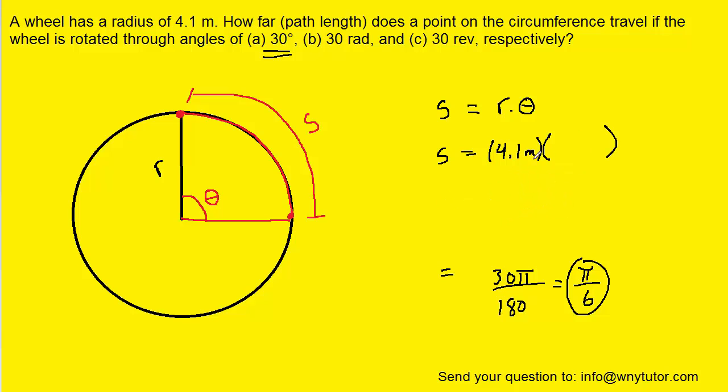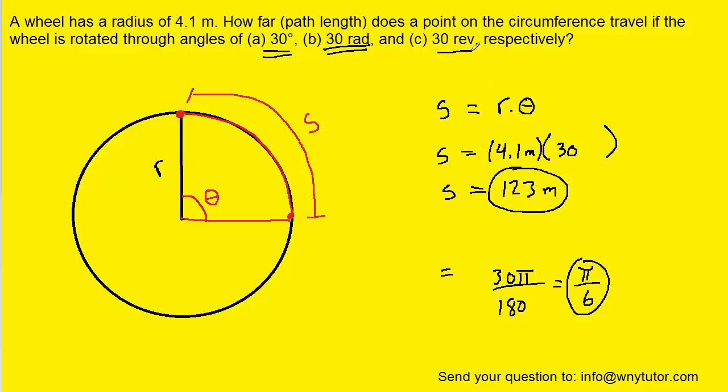For part B, we're going to use the same formula, the same radius. The question gives us the angle in radians already, so this one's relatively straightforward. We just plug in 30 radians, and then when we multiply this out, we get 123 meters. So this would be the correct answer to part B.